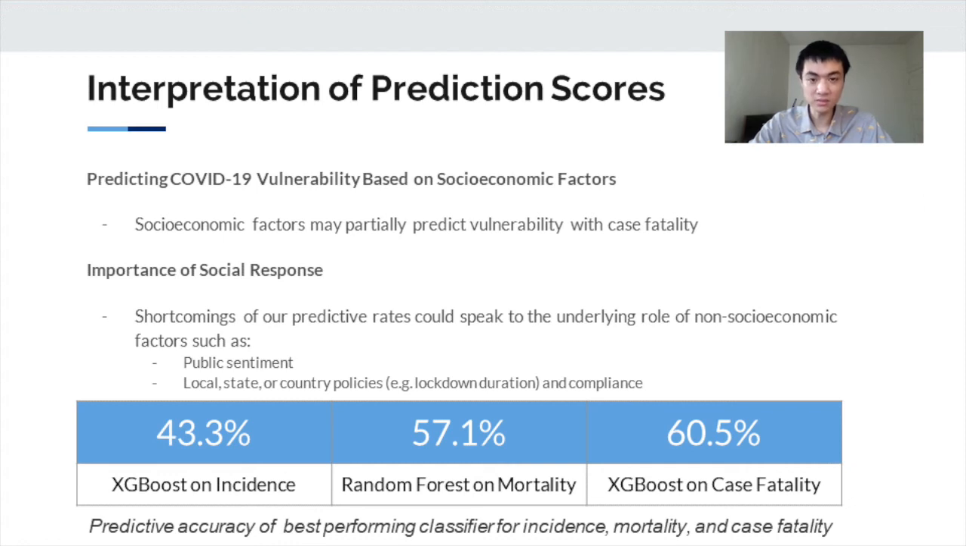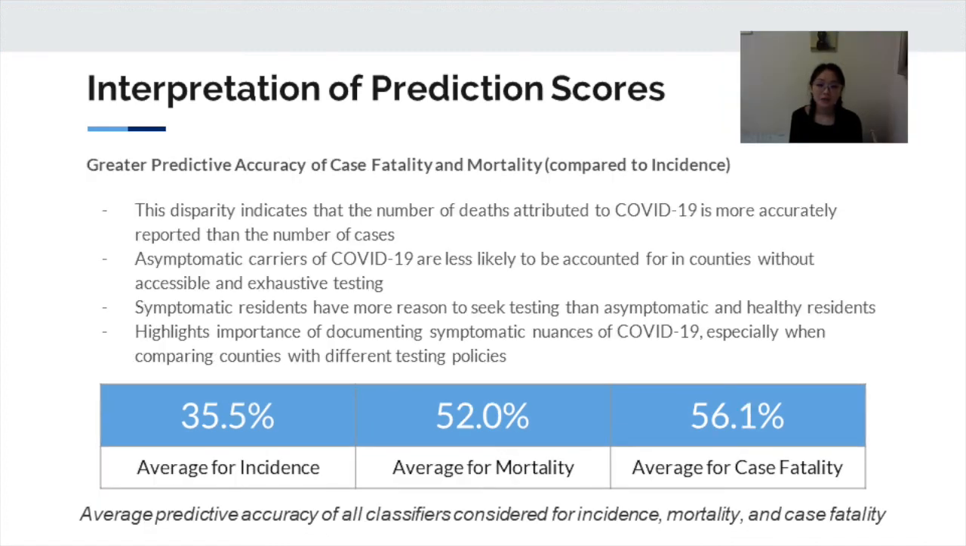This intuitively makes sense because a county's ability to take care of its sick directly influences the outcome of many of its cases. On the other hand, the shortcomings of these results, or why they aren't a higher percentage, also seem to speak towards the role of non-socioeconomic features. These might include public sentiment, or local, state, or even national policies, as well as the public's compliance to these policies. From the average predictive accuracy for incidence, mortality, and case fatality, it is clear that mortality and case fatality outperform incidence consistently. We hypothesize this is due to the fact that the number of cases may be less accurately reported than the number of deaths.